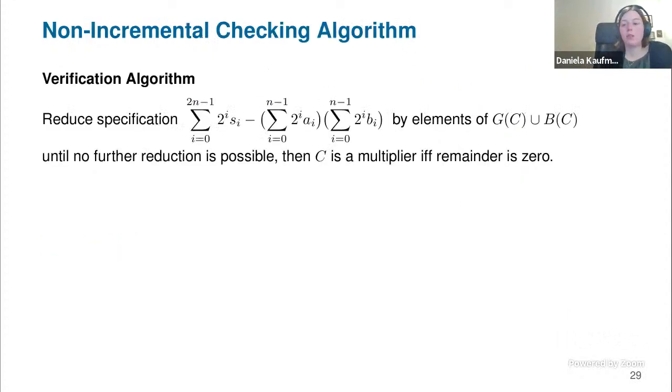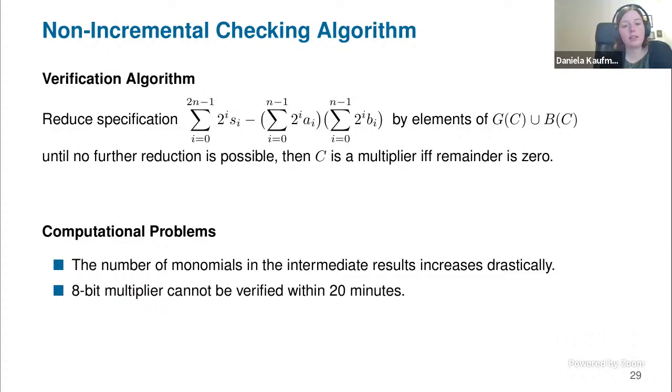As I already hinted with these green boxes, if we would apply this verification algorithm just as it is, where we reduce the specification by the elements of the gate constraints and the Boolean value constraints, then this has the effect that for larger multipliers, the number of monomials in the intermediate reduction results increases drastically. And in our setting, this had the effect that we could not even verify an 8-bit multiplier within 20 minutes.